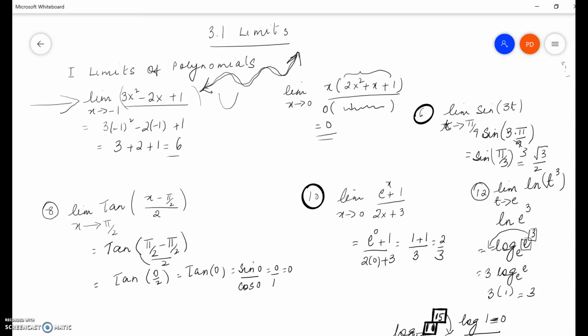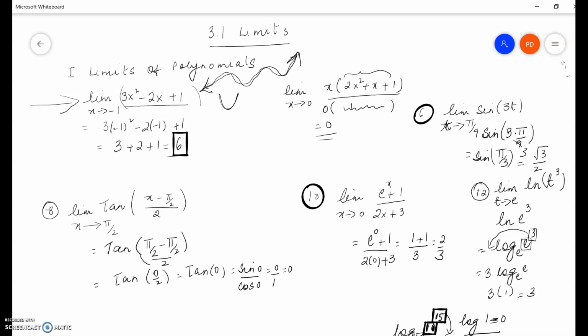But here what we have is a quadratic polynomial which looks like a parabola. Either way, a polynomial function is continuous everywhere, so therefore we can find the limit by substitution. So when we substitute, we get 6, and that's the limit of the polynomial as x approaches -1.